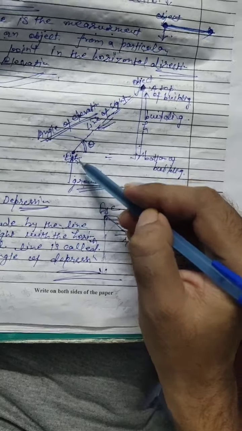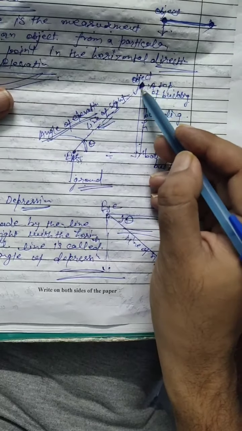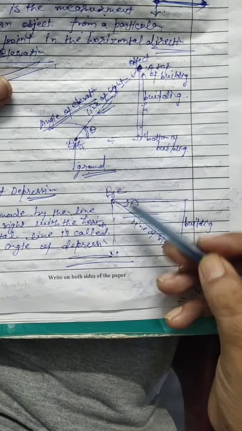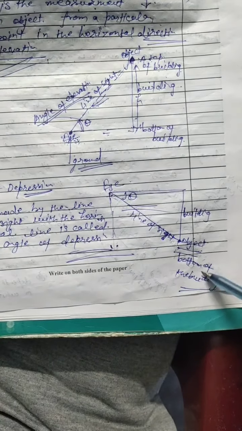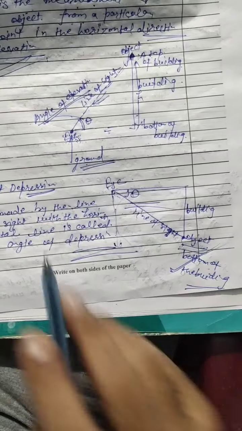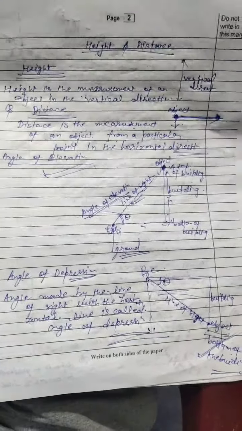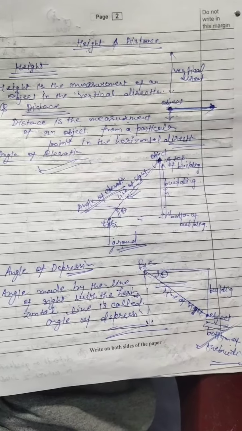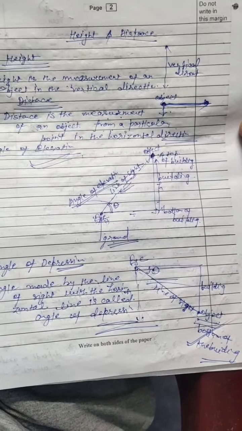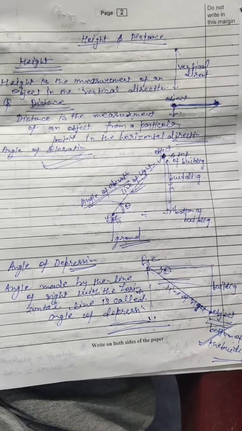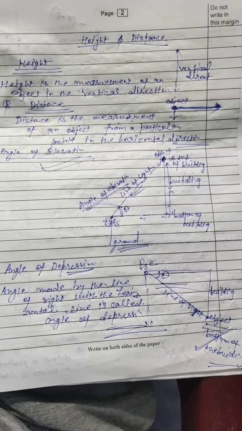For the angle of elevation, the eye is here and the object is on top, and for the angle of depression, the eye is at some height but the object is at the bottom. Okay, in this way. So this is the basic concept of height and distance. If you want to take the screenshot, you can take it now. Okay, and now we will solve some questions on board.